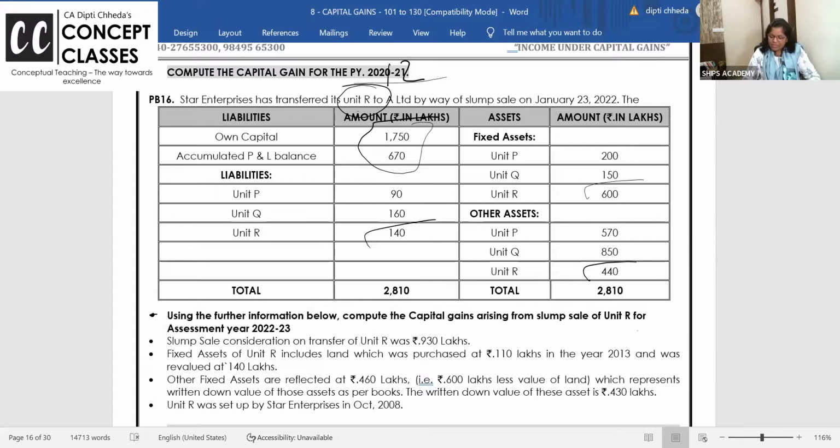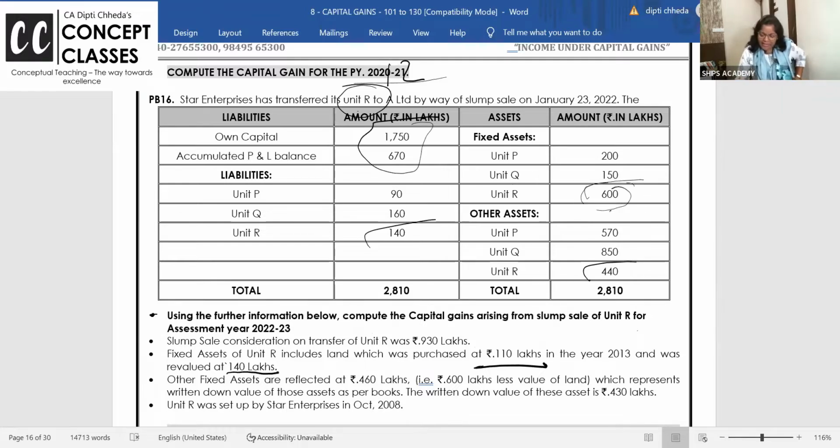Slump sale consideration is transferred on unit R is 930 lakhs. Fixed assets of R include purchase of 110 in 2013, which was revalued to 140. In fixed assets 600, one asset which is original cost is 110. It is included at 140. How much extra you have included?